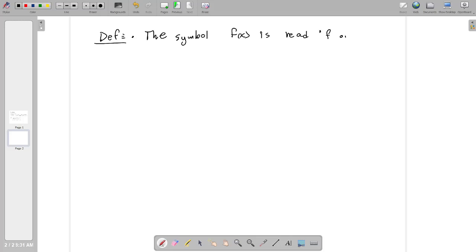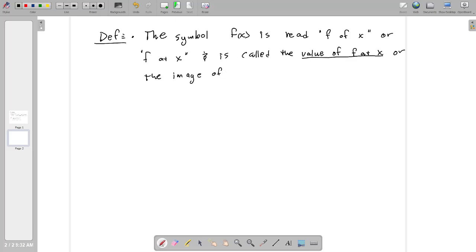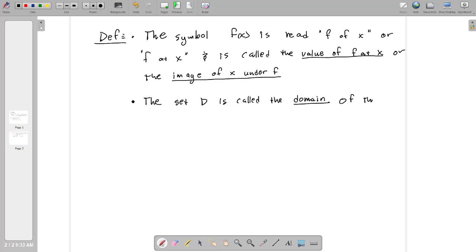The symbol f of x is read f of x or f at x and is called the value of f at x or the image of x under f. And we'll get into why this is in a second, but let me finish out some definitions. The set D is called the domain of the function.